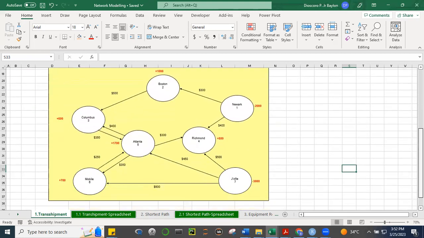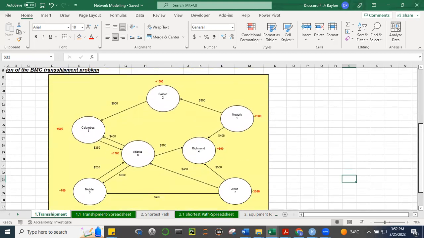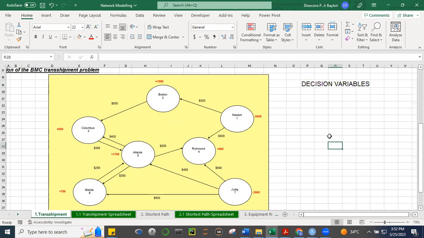Okay, so this is an example of a network model. The network model is a lot easier than our regular LP, because with a network model, you already have an idea what your decision variables are. So for the decision variables here, I think we'll be able to reach just up to the formulation of the LP. What are the decision variables? And how many decision variables?